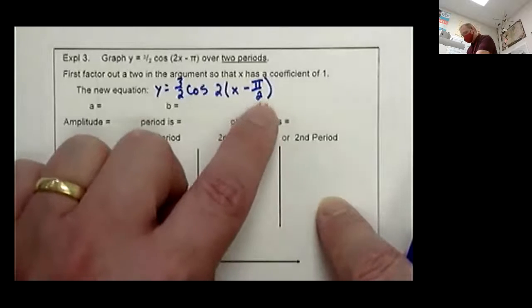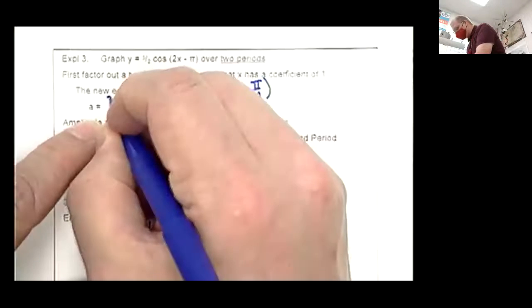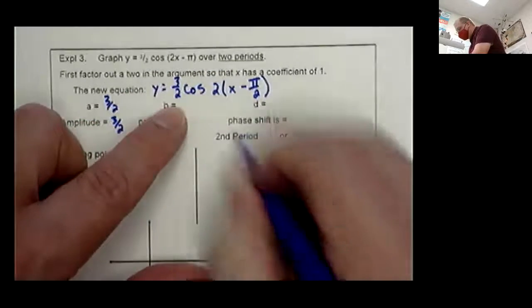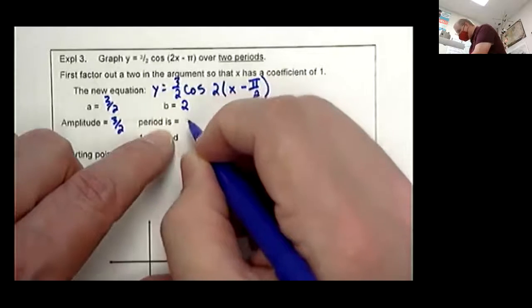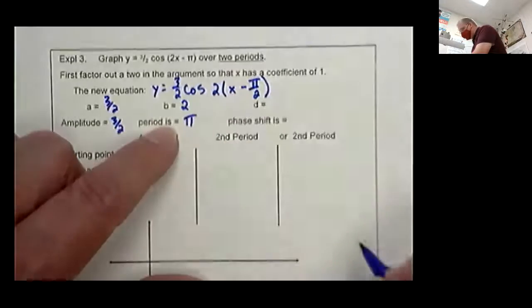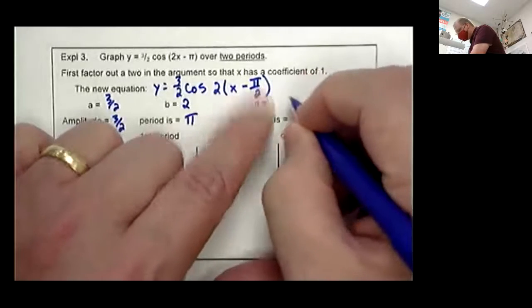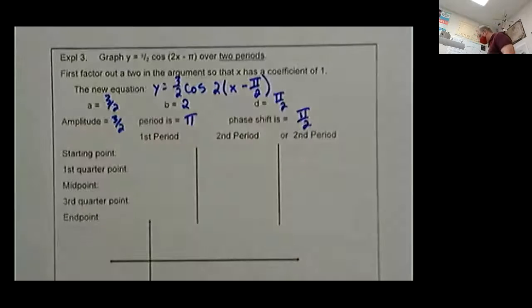Therefore, our amplitude, our a is 3/2, our b is 2, therefore our period is 2 pi over 2, which is pi. Our d then, set this equal to 0, is pi halves, so our phase shift is pi halves. And there's all of our pieces.